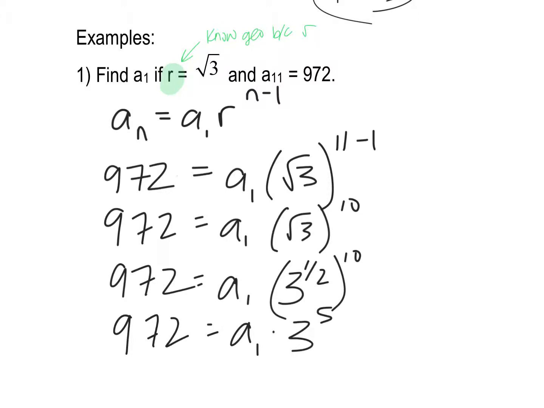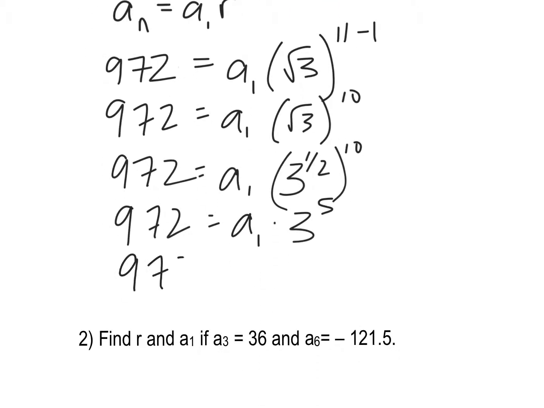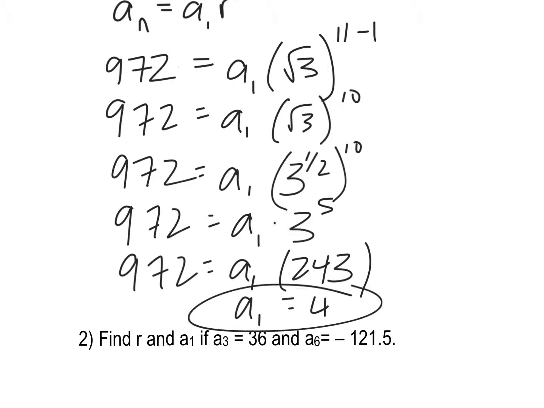Notice how I'm following order of operations. I'm dealing with the exponent here before you multiply. So exponents always come before multiplication. 3 to the 5th is 243. So 972 equals a sub 1 times 243. That gives you a sub 1 equals 4. There's our answer, okay?